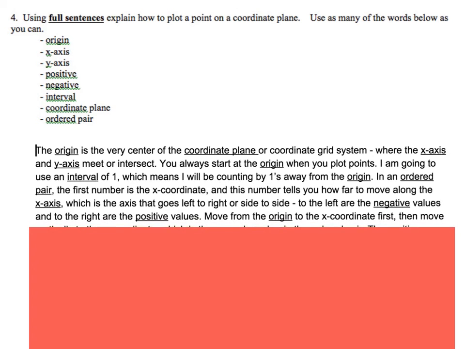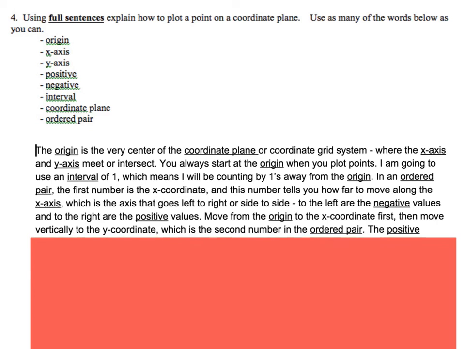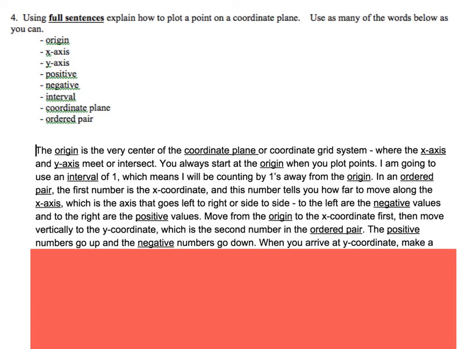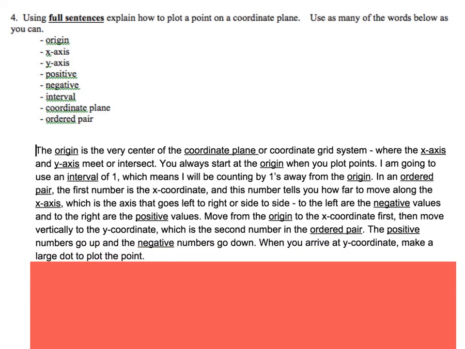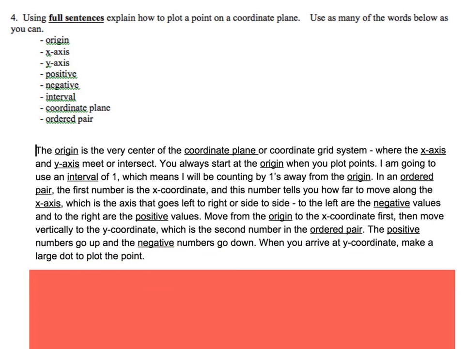Move from the origin to the x-coordinate first, then move vertically to the y-coordinate, which is the second number in the ordered pair. The positive numbers go up and the negative numbers go down. When you arrive at the y-coordinate, make a large dot to plot the point. Now, your answer might not look exactly like that, but that is an example of a level 4 response.